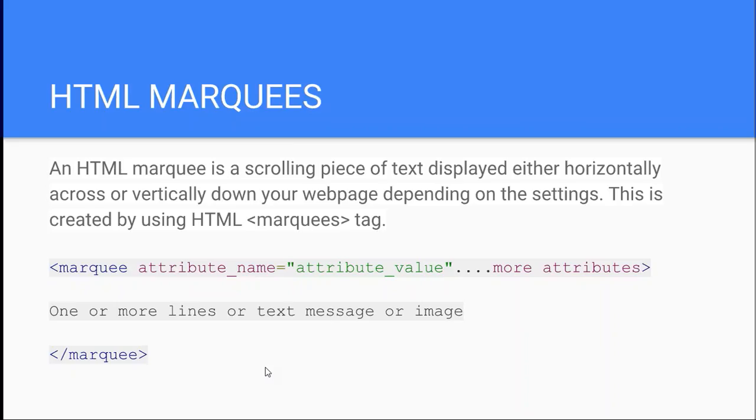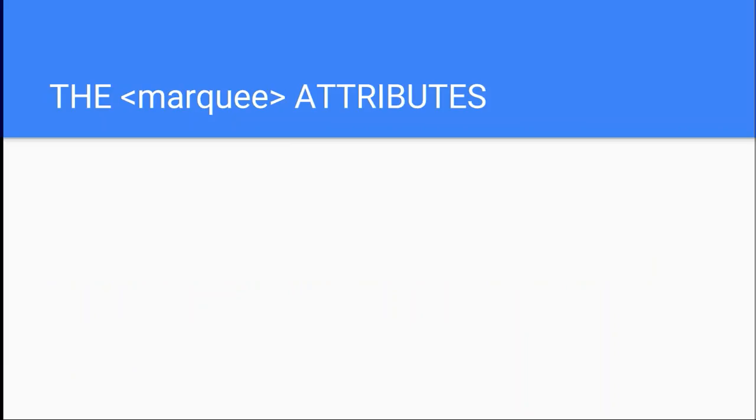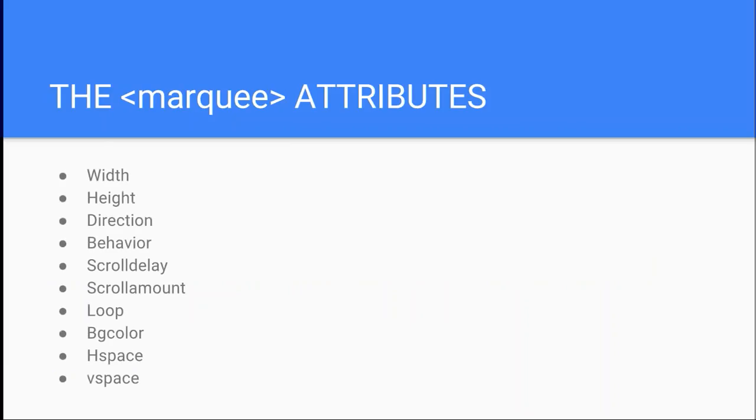The functionality of a marquee depends upon the marquee attributes. So we have so many marquee attributes here. The first one is the width. The width attribute specifies the width of the marquee. This can be a value like 10 or 20%, etc. The next one is height. This specifies the height of the marquee. This can be a value like 10 or 20%.